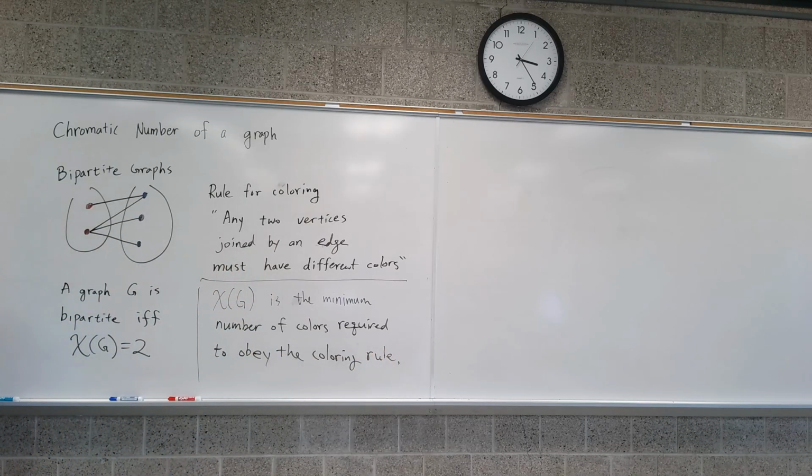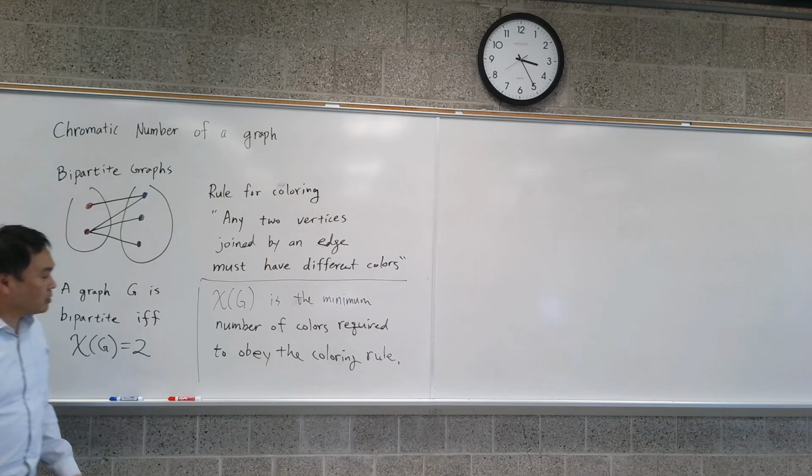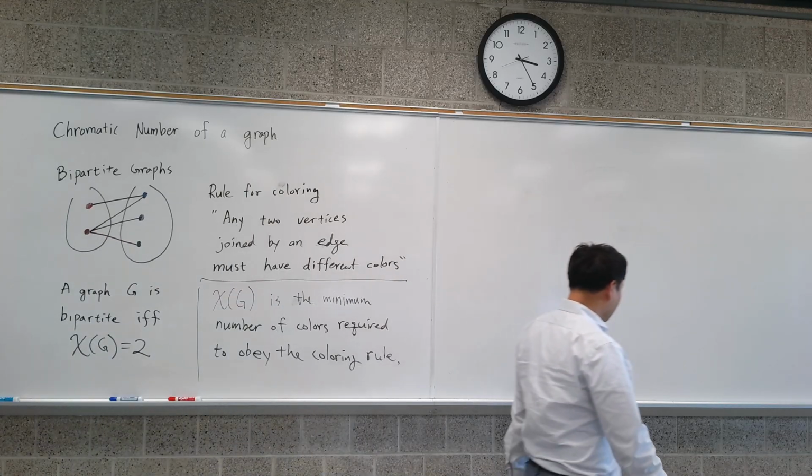Okay. Of course, you can use more colors if you want, right? You can make this green, and it will still obey the rule for coloring, right? But if you want to have the minimum possible coloring, then 2 is the lowest you can go. Now, if you go with just one color, then it's impossible because every one of these will be the same color, and there's no way to connect two things without violating this rule, right?